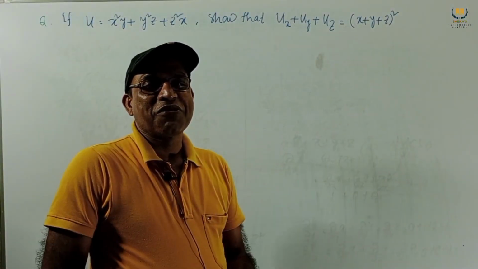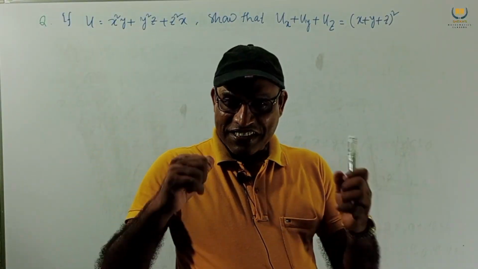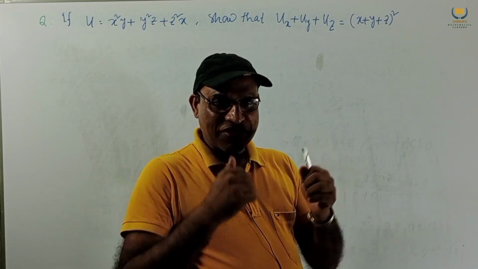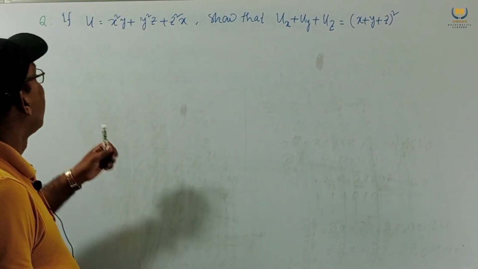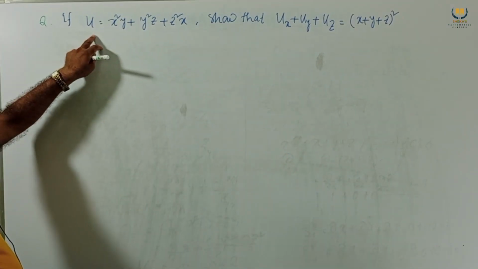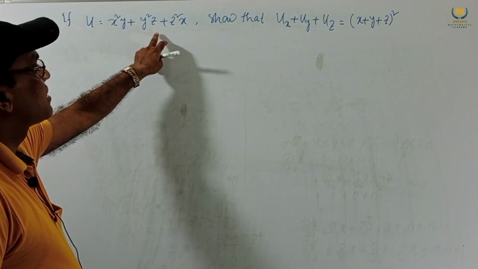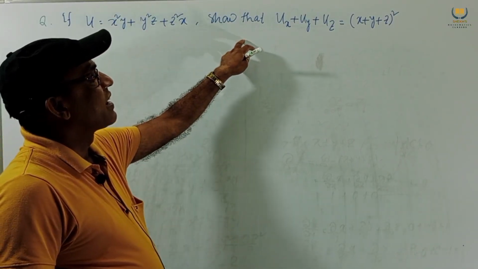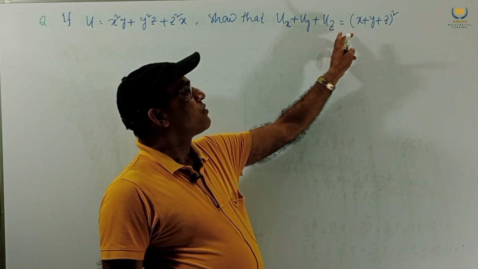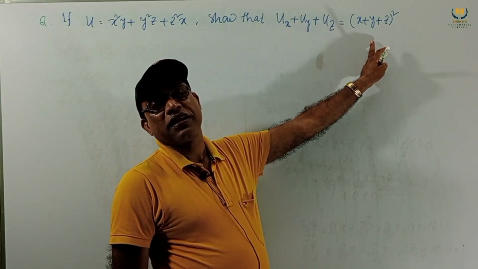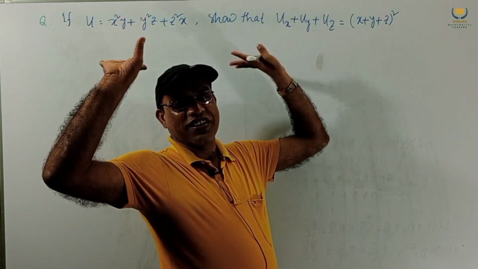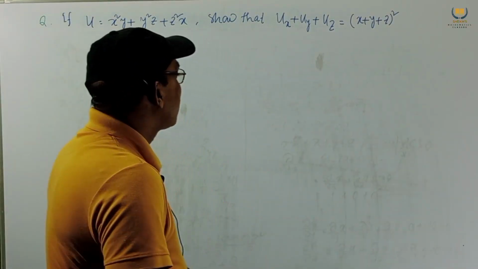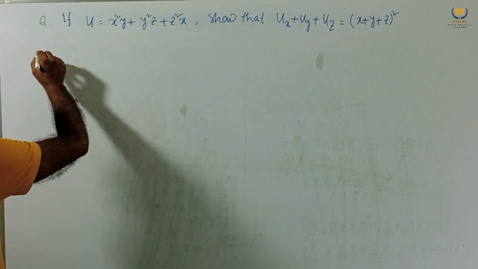Now we consider one more problem. This is not only for me, you are also enjoying this problem. Given u equal to x square y plus y square z plus z square x, show that ux plus uy plus uz equal to x plus y plus z whole square. This is our problem. Now we consider this problem. Solution starts.